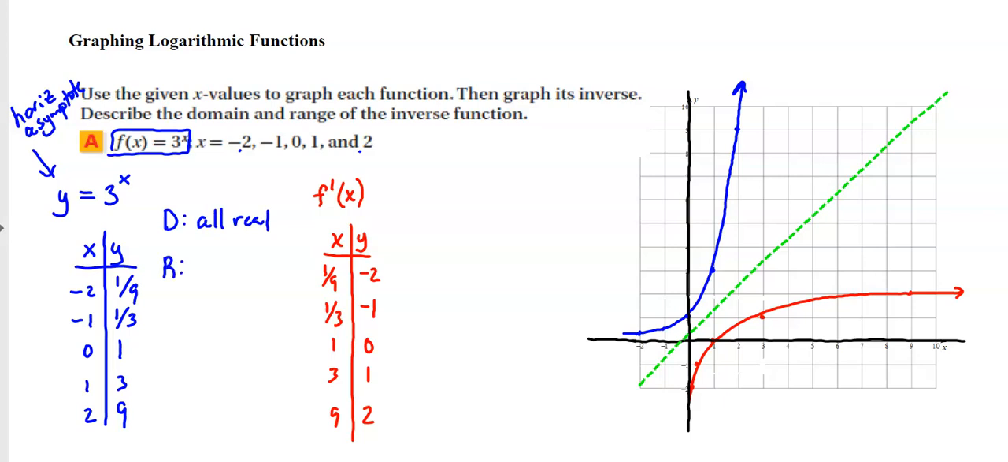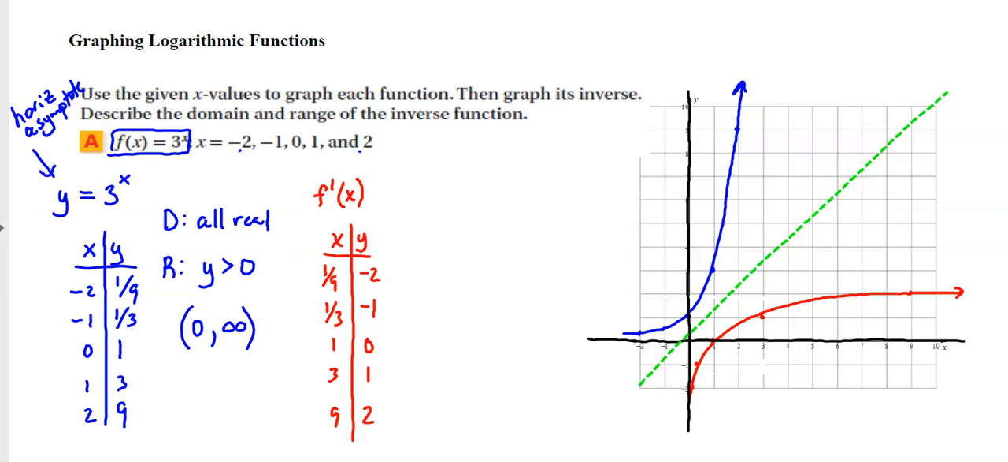And for the range, what can the y's be? Well, the y's have to be greater than 0. The y's have to be greater than 0, not equal to, because we're never going to touch 0. We have an asymptote. If you're using interval notation, you would basically go from 0 all the way to infinity. All right? For your range there.